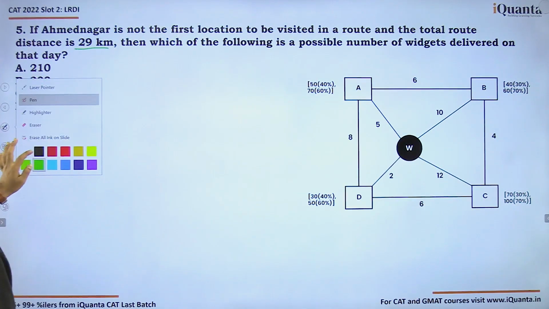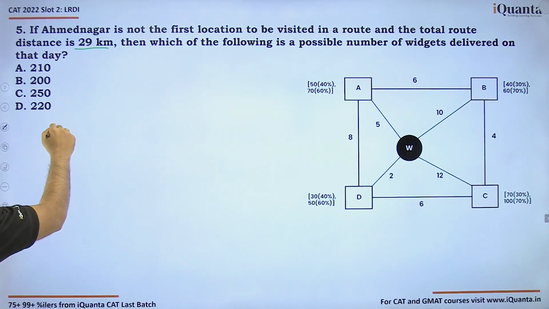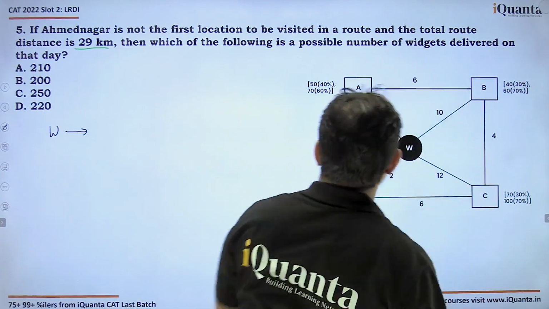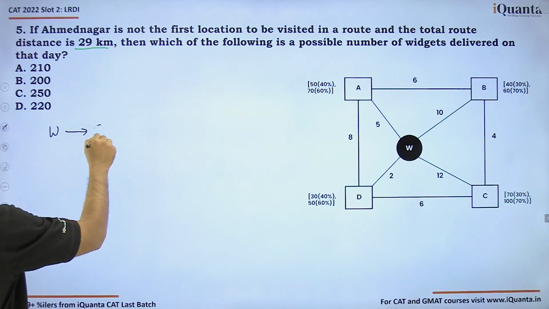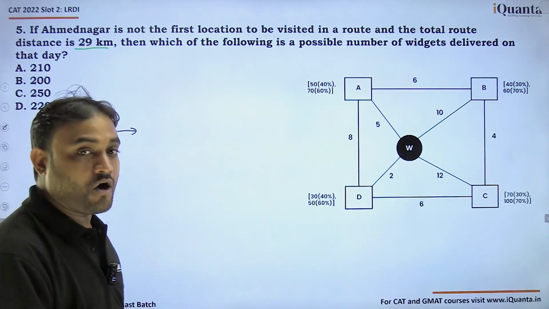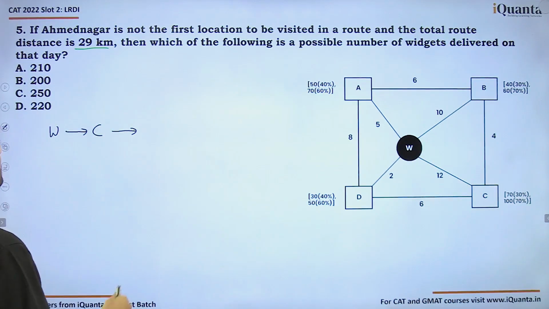So if Ahmednagar is not the first location, it means we must start with C. Now, Ahmednagar must be at second or third position. So there will be two possibilities.